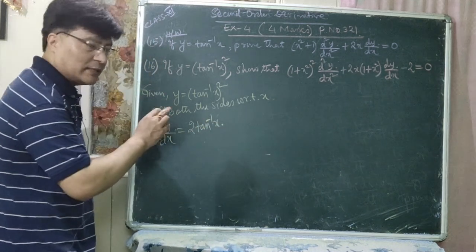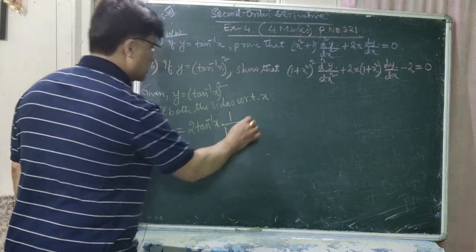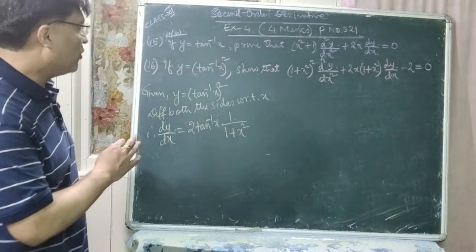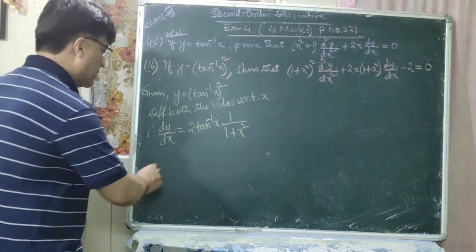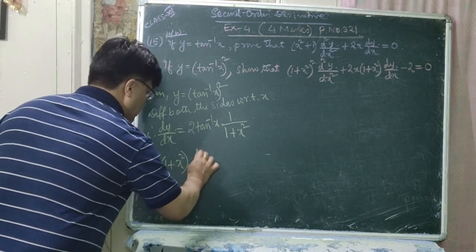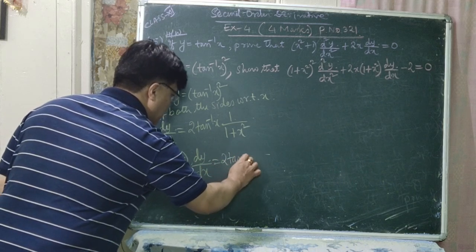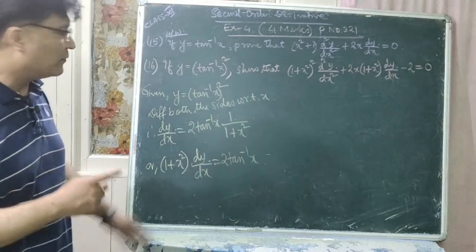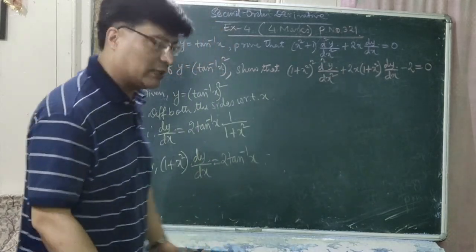Again differentiate tan inverse x with respect to x. It is 1 upon 1 plus x square. Is that clear? Now before differentiation you can do cross multiplication here, or 1 plus x square into dy by dx is equal to 2 tan inverse x. Okay. Now again you have to differentiate both the sides with respect to x to prove this required result.